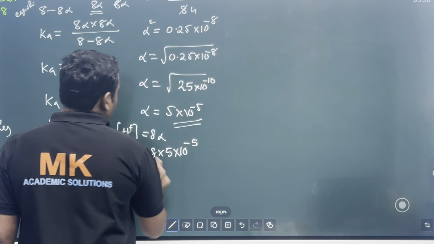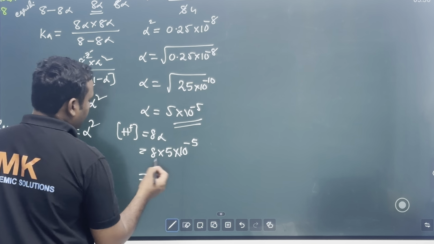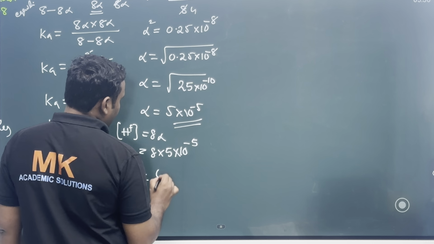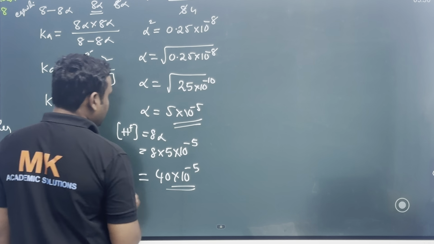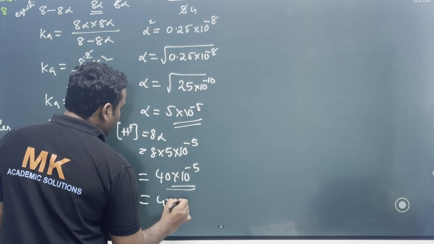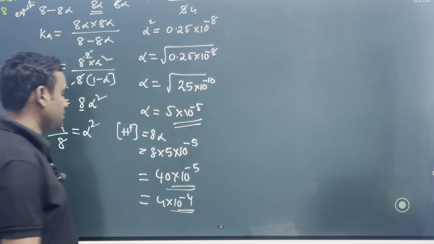Right. Concentration of H plus ions. So what is the value we get here? 4 into 10 to the power of minus 4 is the concentration of H plus ions.